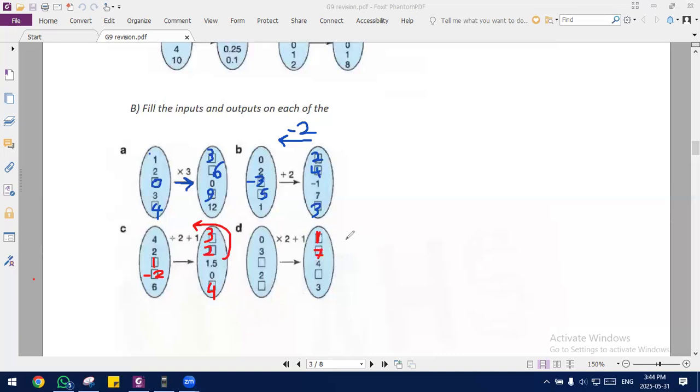Now, 4 minus 1, which is 3. Then divided by 2, 3 divided by 2 is 1.5. Excellent. Then 2 multiplied by 2 is 4. Then plus 1, 5. 3 minus 1 is 2. Then divided by 2 is 1. Perfect. I told you this is important.